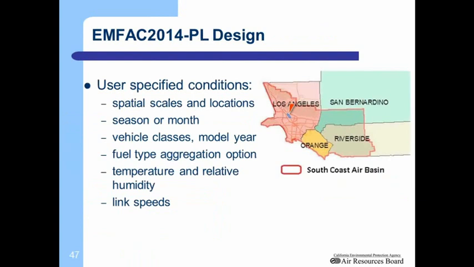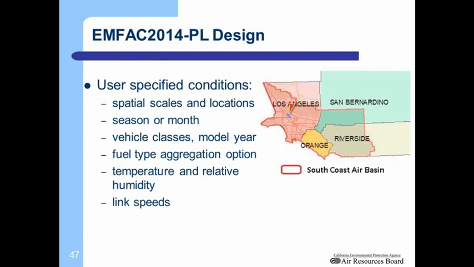So what is a project level assessment? A project level assessment usually assesses emissions at a much smaller scale than a regional inventory. For instance, it could be a link of highway, a freeway intersection, or a parking lot. Project level assessments are required to meet conformity requirements or CEQA requirements.